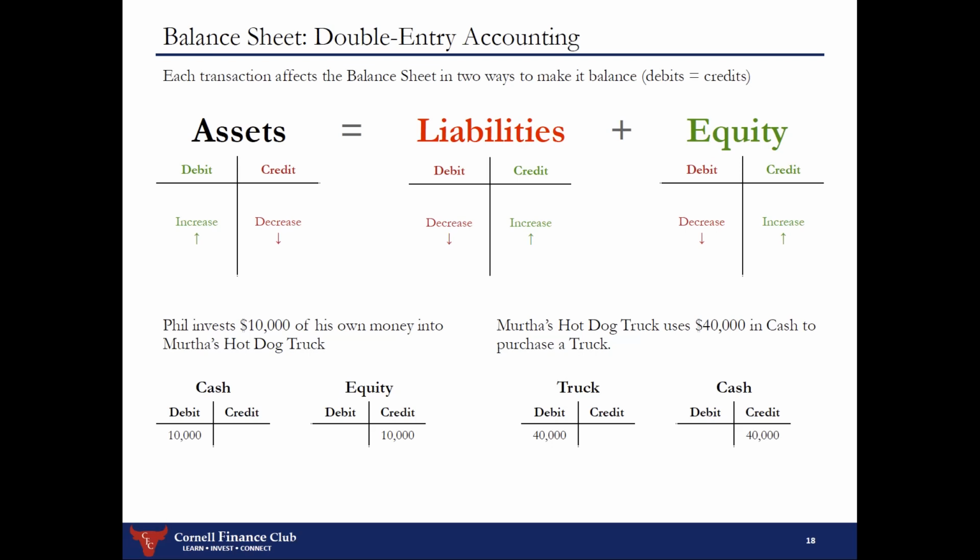So on a balance sheet, there's a concept called double entry accounting. Each transaction the company does affects the balance sheet in two ways to make it balance. And basically, you can see that assets equal liabilities and owner's equity. Assets, and this is just accounting terminology, increase with a debit and decrease with a credit. So an increase in cash means a debit to cash, while a decrease in cash means a credit to cash. On the flip side, for liabilities and equity, a debit is a decrease, while a credit is an increase.